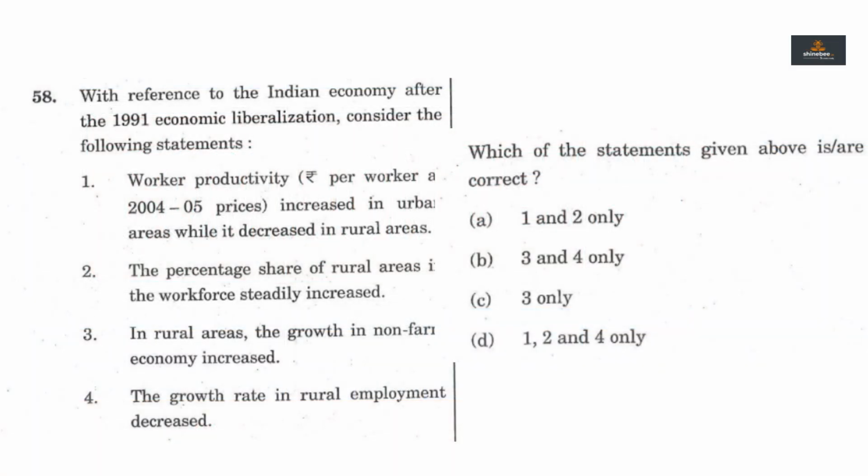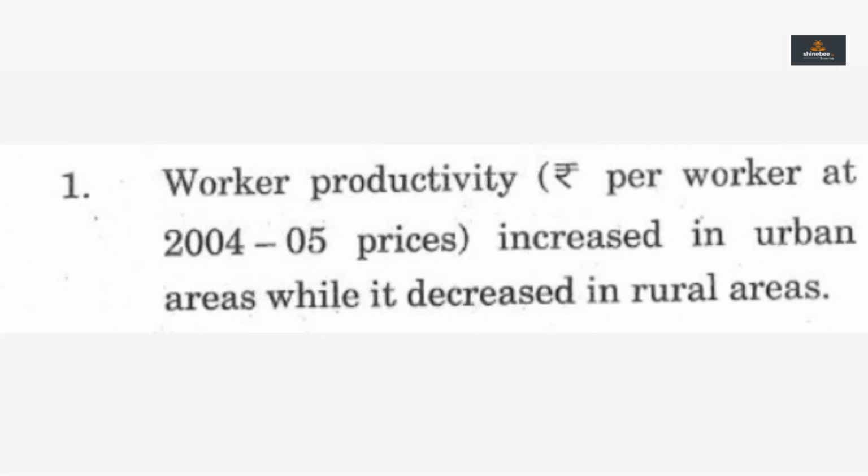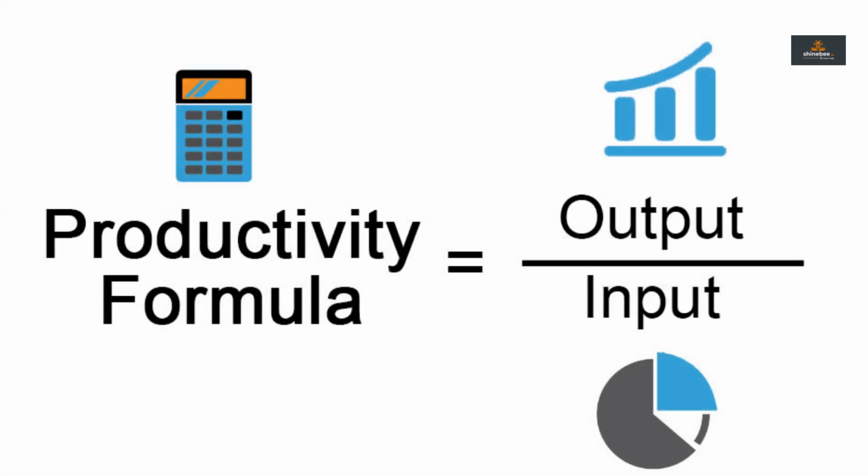The question on 1991 economic reforms in 2020 prelims. Here use your common sense to evaluate each statement and find the correct answer. Statement 1 says that the worker productivity increased in urban areas while it decreased in rural areas after the 1991 reforms. We can use our common sense to reason that productivity is amount of work done per unit time and it increases by adoption of latest technologies.